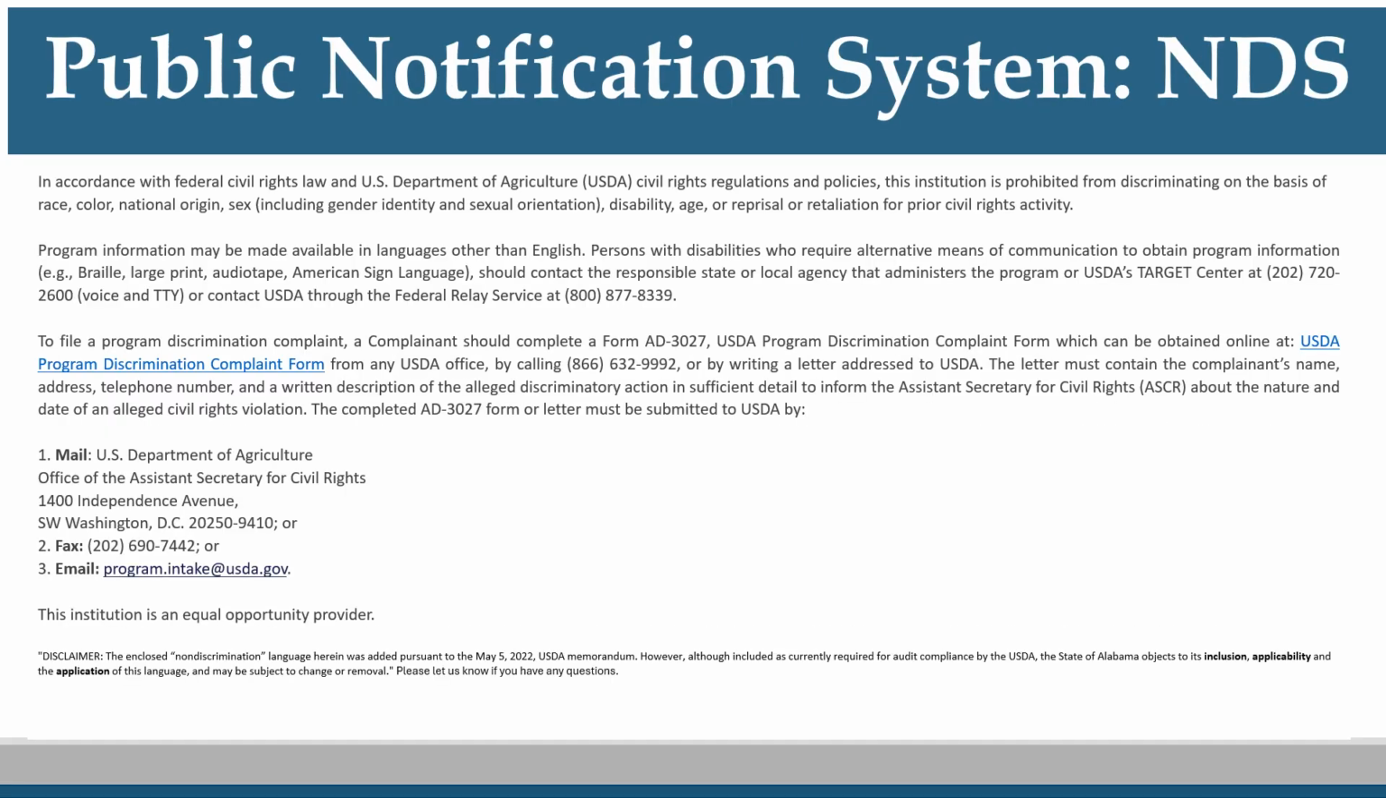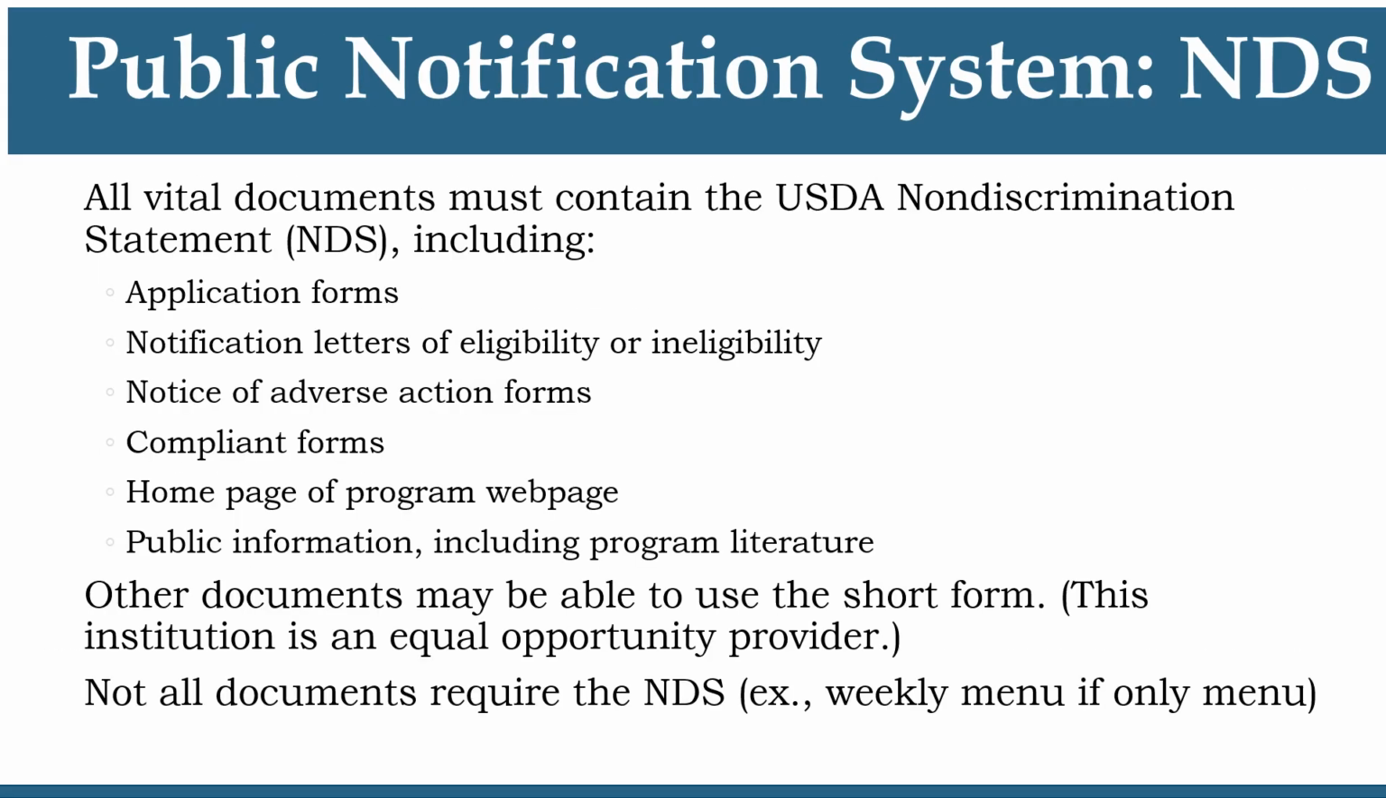A major part of the public notification system is what we call the NDS, or the non-discrimination statement. This wording comes to us directly from the USDA, and it talks about what the 6 protected classes are, how information is available in other languages or for people with disabilities. It informs people about how they can file a program discrimination complaint. And then the last line of it is this institution is an equal opportunity provider.